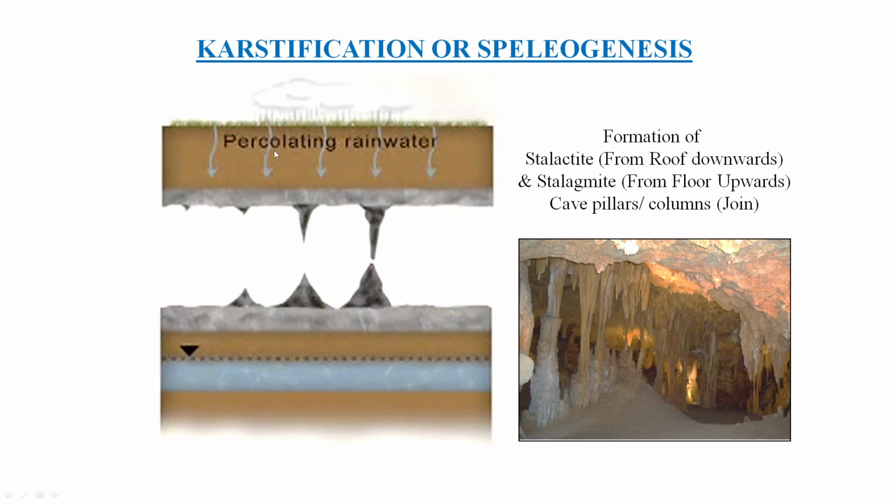So this kind of dripping of the calcium carbonate will drip due to the action of the carbonic acid like this. So you will get the formation of stalactites from the roof downwards, and stalagmites from the floor upwards. Also, if one stalagmite meets another stalagmite, it will give you cave pillars or columns, these kind of fantastic underground structures within limestone caves.